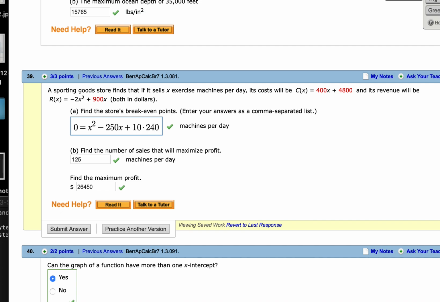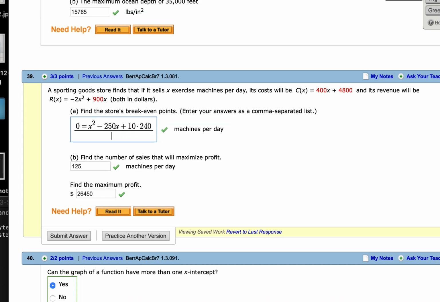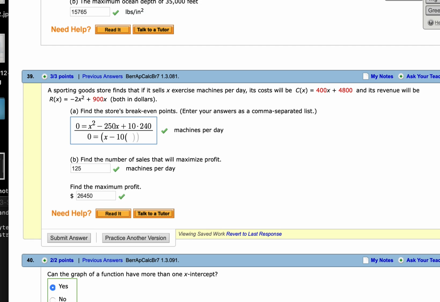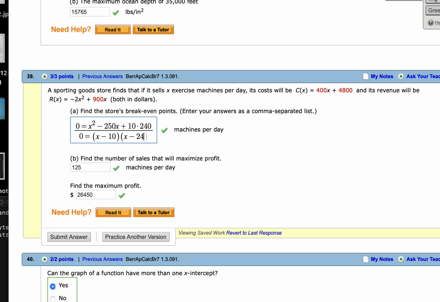10 times 240 makes 2400, right? But 10 and 240 also add up to make 250. If I make them both negatives, they would add up to make negative 250. So I found two numbers, negative 10 and negative 240, which I can use as factors. So let me draw a line under this problem, and I'm going to show you the next stage of the problem. It would be 0 equals parentheses x minus 10 times x minus 240.